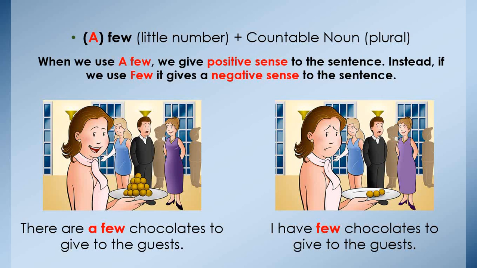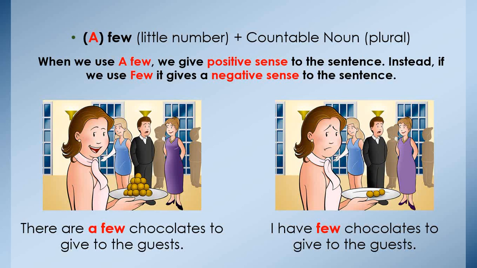The next quantifier is few. That can be used with the letter a before, and it's used like a few. This means a little number, and it's always before a countable noun in a plural form. When we use a few, we give a positive sense to the sentence. Instead, if we use few, it gives a negative sense to the sentence.